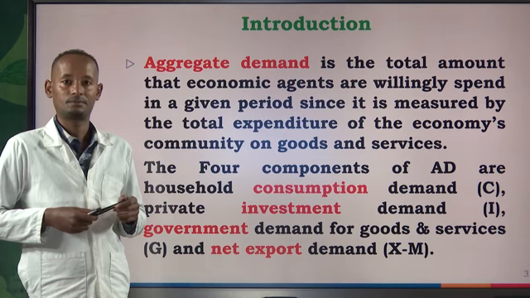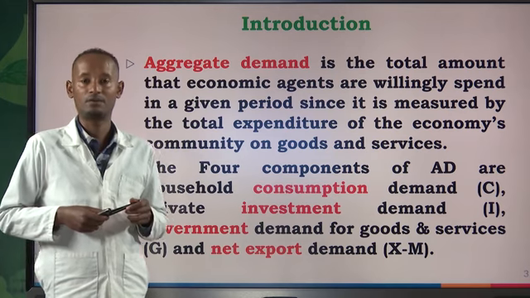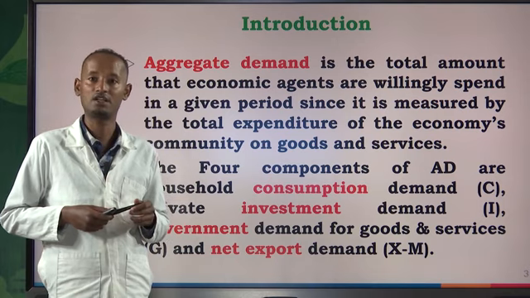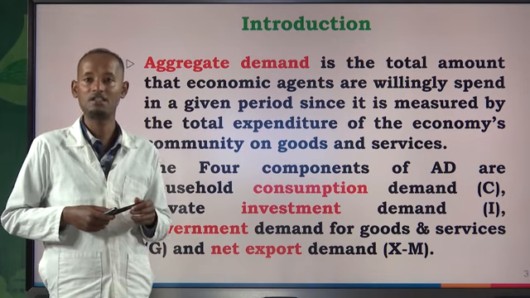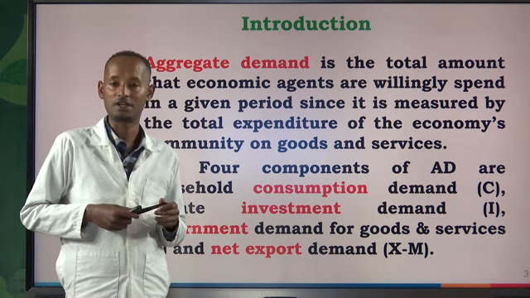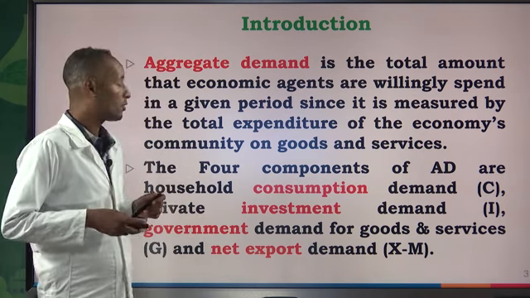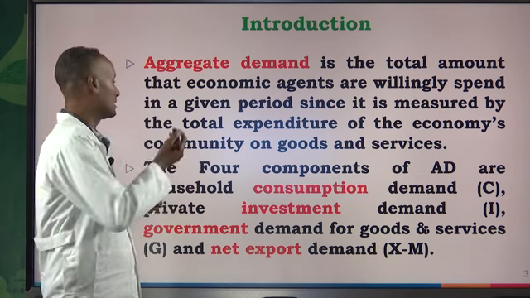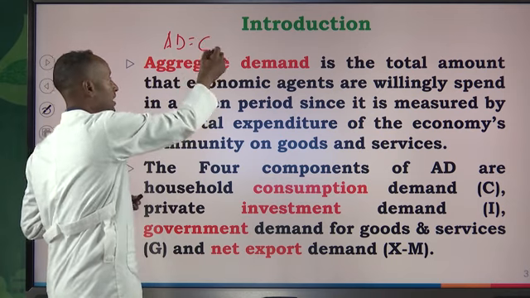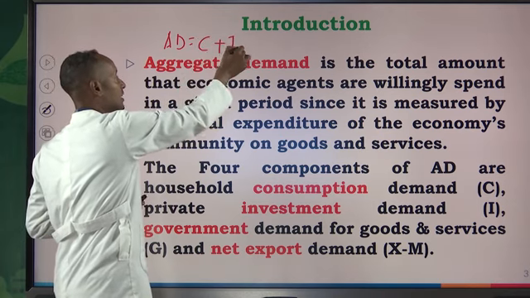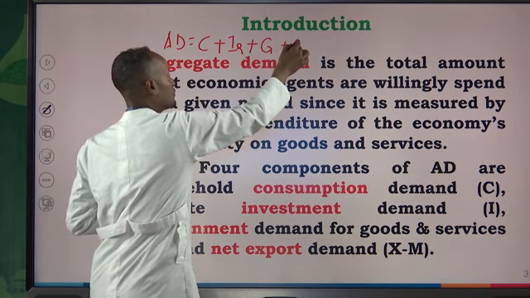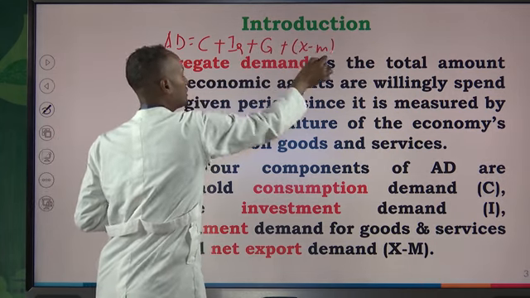supply. In the previous lesson, we saw aggregate demand, which is the total amount that economic agents are willing to spend in a given period, since it is measured by the total expenditure of the economy, the community, on goods and services. The four components of aggregate demand are: consumption spending made by households, the gross domestic private investment, government expenditure, and net export, which is the difference between the values of export and import.